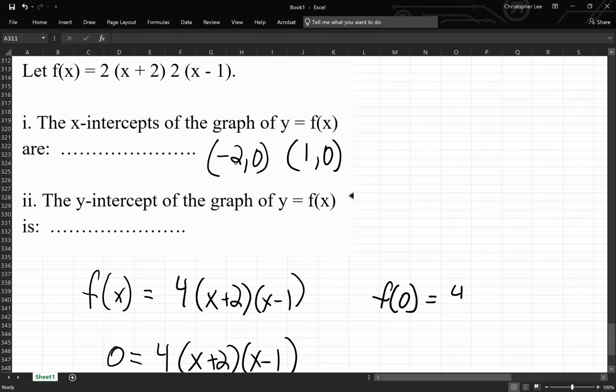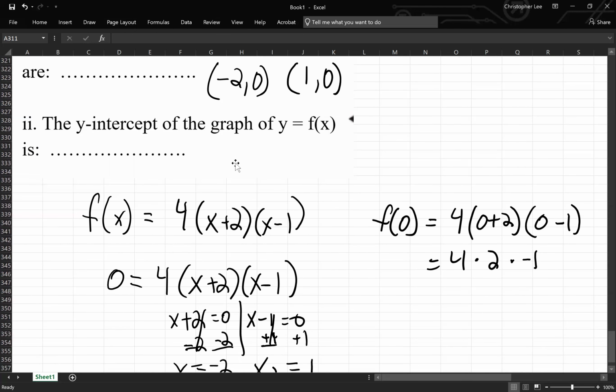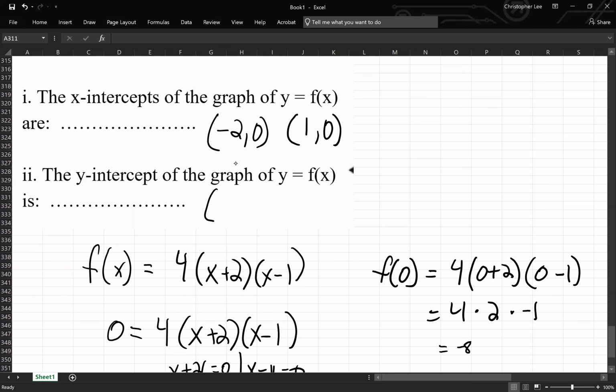So this is going to be equal to 4 times 0 plus 2 times 0 minus 1, which becomes 4 times 2 times -1. And then this is what? -8. So my y-intercept is -8. Y-intercepts. Okay, boom.